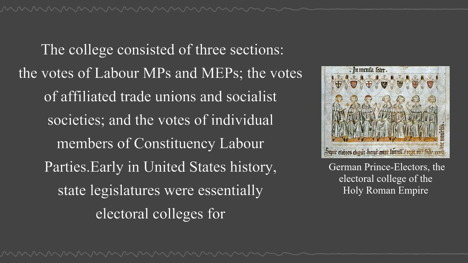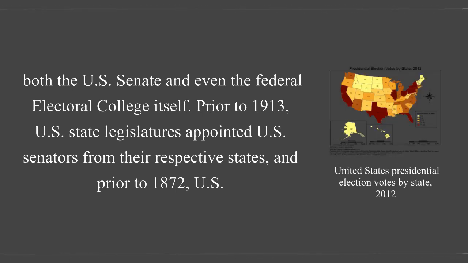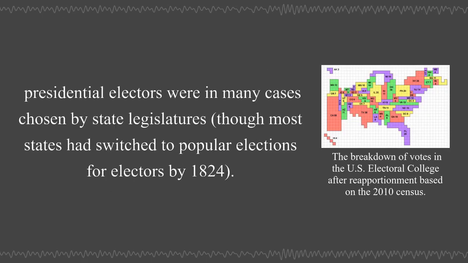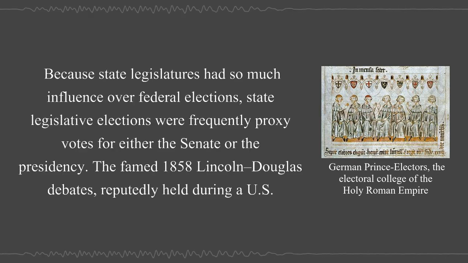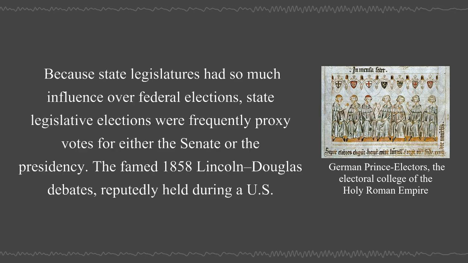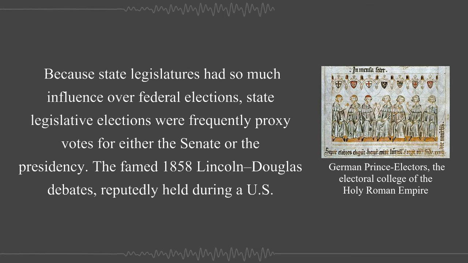Early in United States history, state legislatures were essentially electoral colleges for both the U.S. Senate and even the Federal Electoral College itself. Prior to 1913, U.S. state legislatures appointed U.S. senators from their respective states, and prior to 1872, U.S. presidential electors were in many cases chosen by state legislatures, though most states had switched to popular elections for electors by 1824. Because state legislatures had so much influence over federal elections, state legislative elections were frequently proxy votes for either the Senate or the presidency.